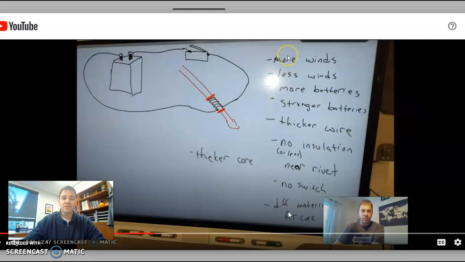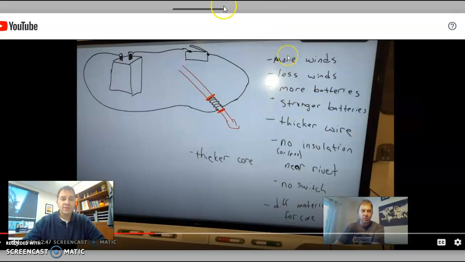And then we also talked about the one group that decided to have a different core, a different material for the core. So they just used rolled up paper as their core, and it basically picked up nothing. And we said, well, if you kept that paper core, could you still make the electromagnet strong? Well, we could, by doing other things like wrapping it around more often, those sorts of things.